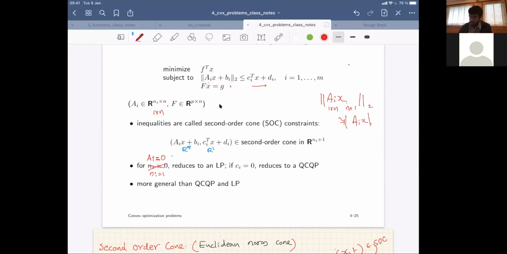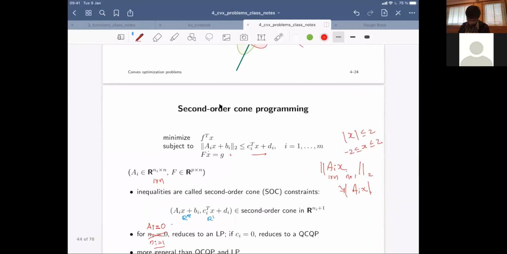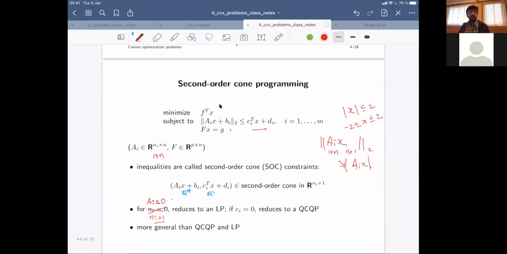So when you say something like the absolute value of x is less than or equal to 2, you can rewrite this as minus 2 less than or equal to x less than or equal to 2, right? So you can bring two inequalities to represent this. So when n_i equals 1, again this can be visualized as an LP. Now let's see how this can be represented as a QCQP, or how QCQP fits into this framework of SOCP.